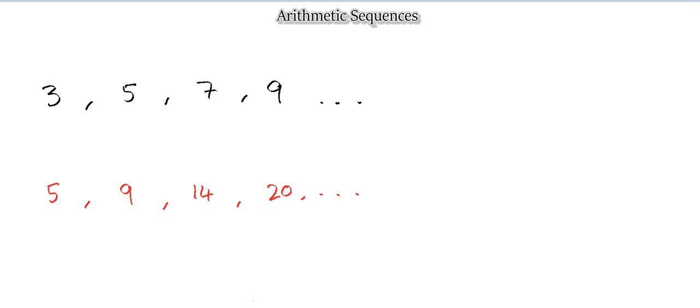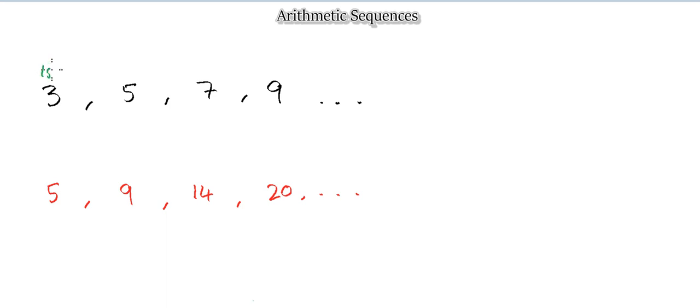So let's just get straight to our lesson today for arithmetic sequences. So what is an arithmetic sequence? It's just a sequence of numbers such that the difference between the consecutive terms is constant. Now, what do we mean by that?